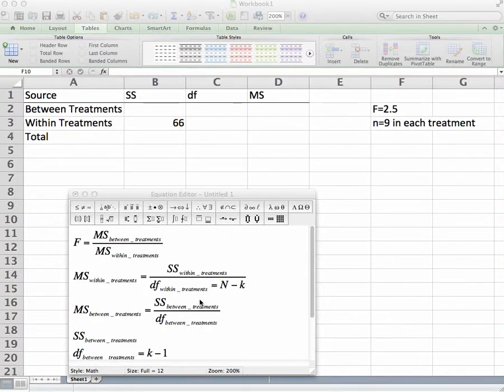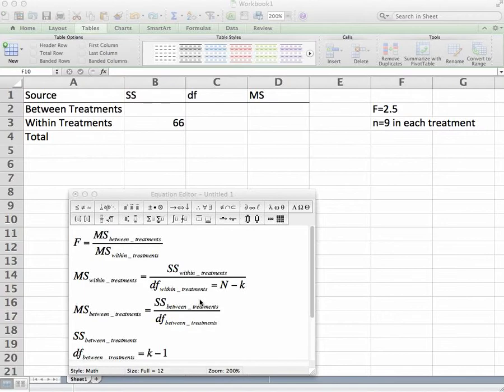Hi, Chris Good here, and I'm going to walk you through a problem like the one on our sample quiz where we've got a source table with only a couple of values given, and you need to fill in the rest of the table. This is actually kind of an easy problem to solve, but you have to know how to do it. There's kind of a little bit of a trick to it.